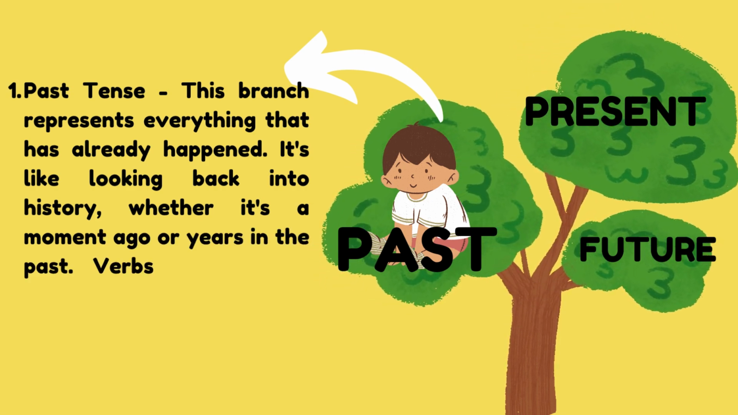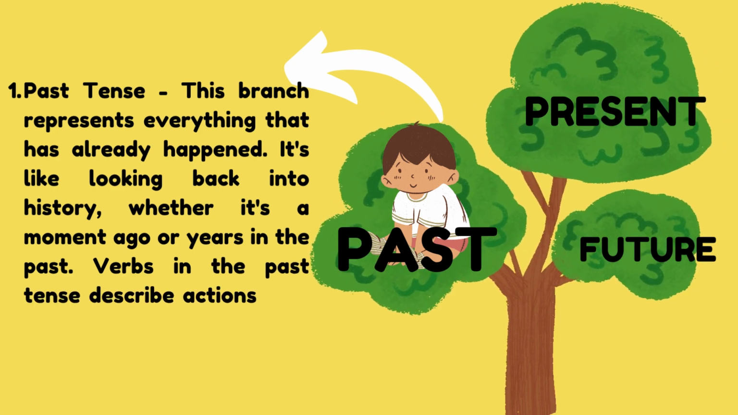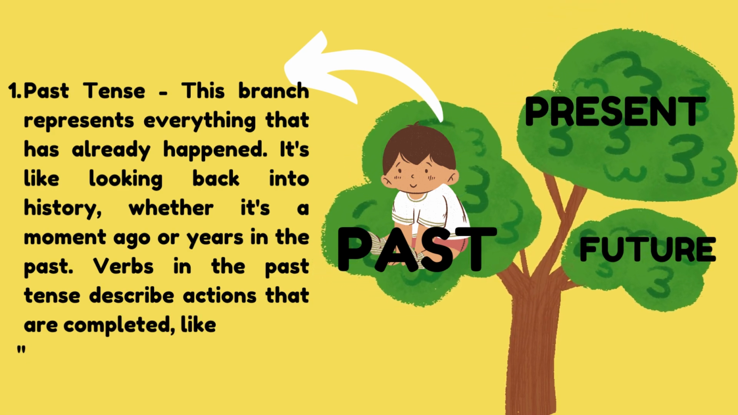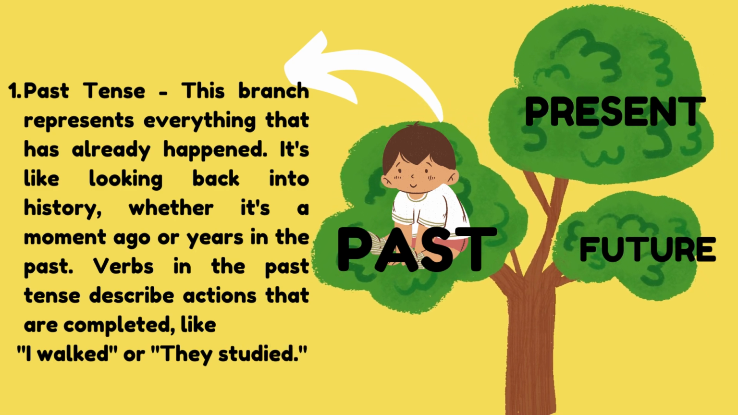Verbs in the past tense describe actions that are completed, like I walked or they studied. We can say that the action took place yesterday. That's why it's talking about the past.